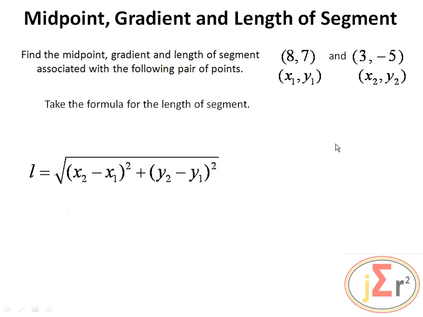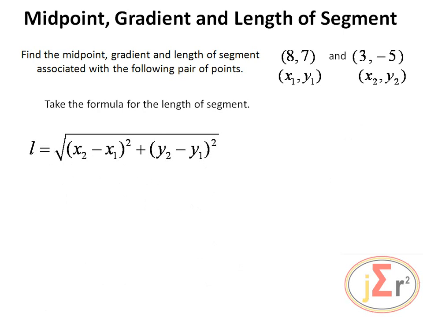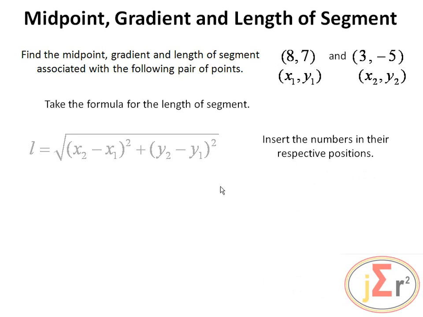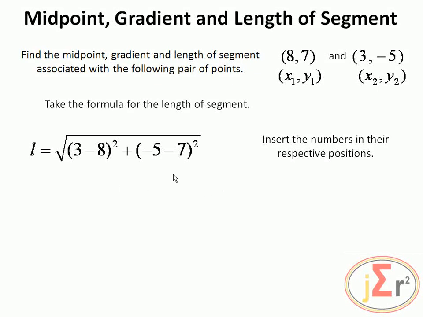Length of segment? Right. The one that we need to remember the least things about. So we're going to insert our numbers in the same way. Of course, x2 is 3, x1 is 8. So 3, 8. y2 is negative 5. y1 is 7. So negative 5, 7. And that is what we have right there. So we are going to have 3 minus 8. So that's going to give a negative 5. Negative 5 minus 7, that's a negative 12.